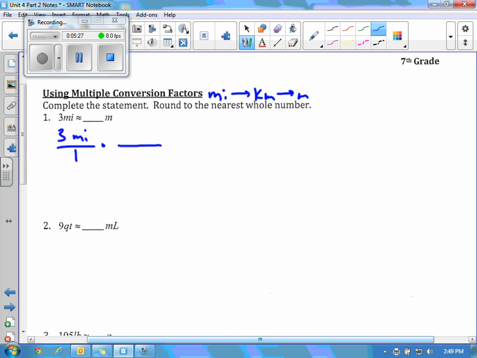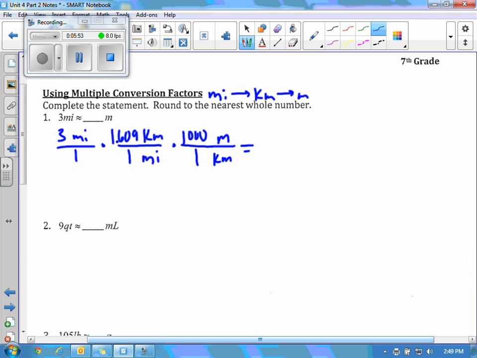Okay. So miles was on the top of the first one, so it's on the bottom of the second one, which means kilometers is on top. 1 mile is 1.609 kilometers. Now I need to do my second conversion, which is going to give me kilometers to meters. Kilometers is on the top, so now it needs to be on the bottom. Meters is on the top. I know 1 kilometer is 1,000 meters.